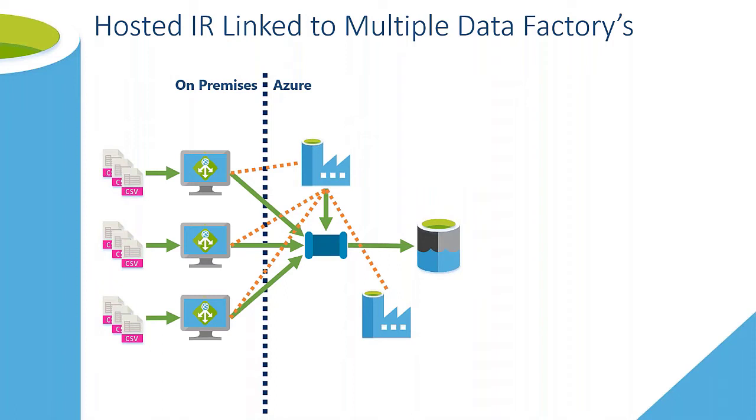So you have that flexibility of one-to-one or one-to-many or whatever you want to set up. Here in the picture, I've got a second data factory that is sharing a link with those hosted IRs from my first data factory. So you have that capability as well.